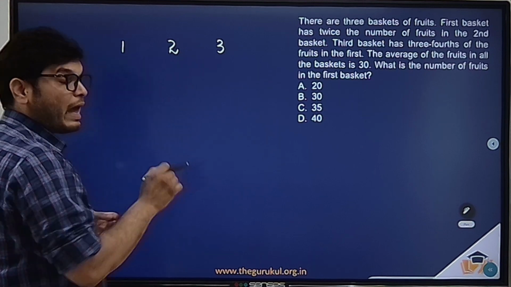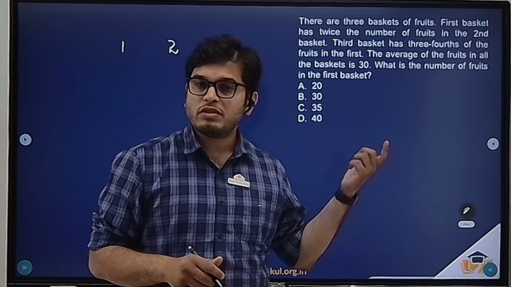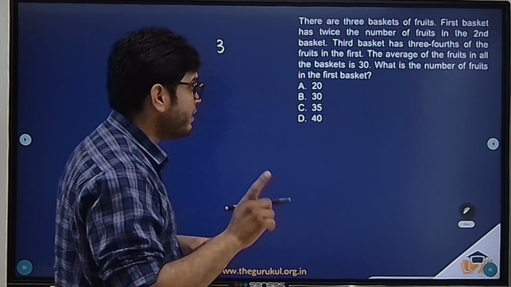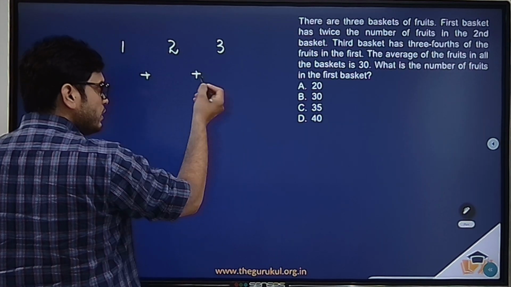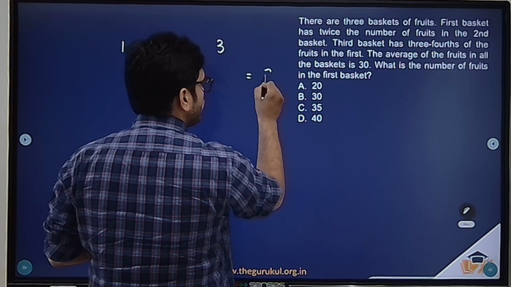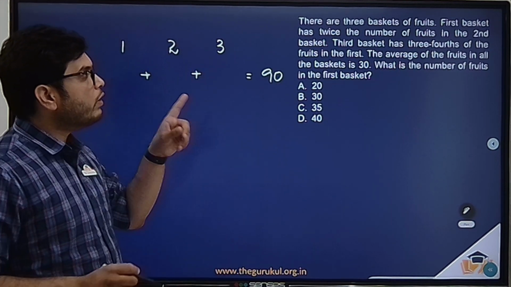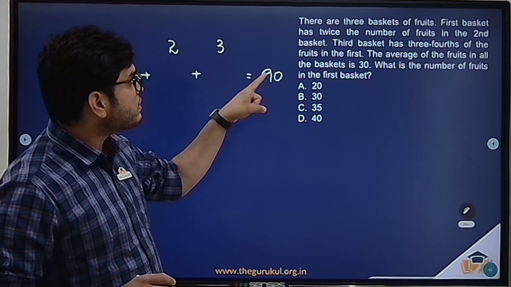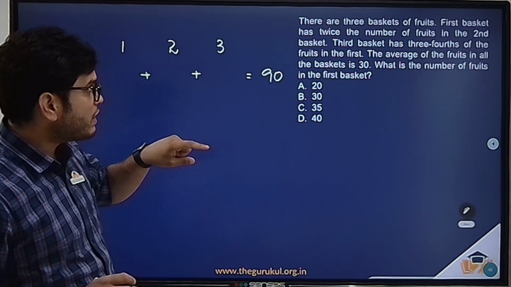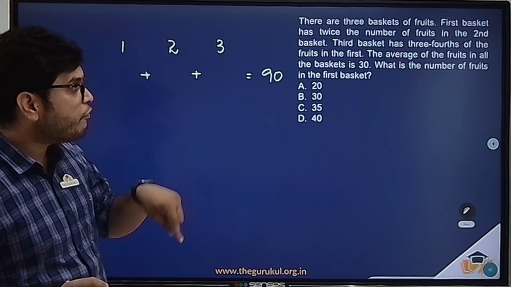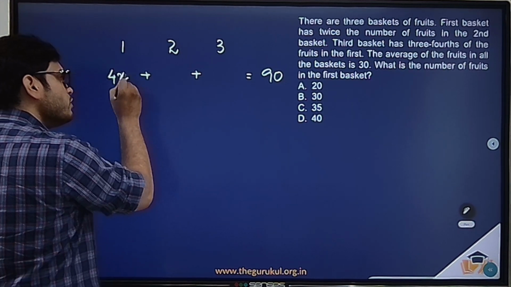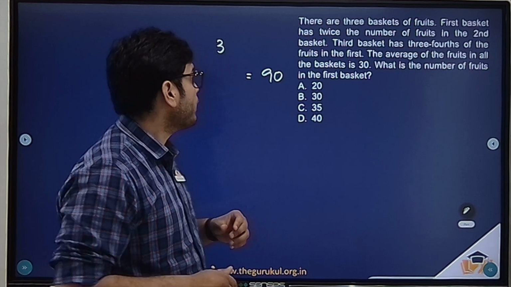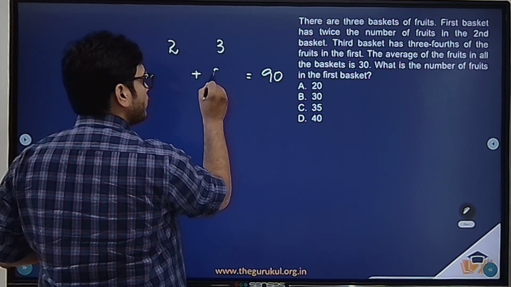So given that the average of the number of fruits in these three baskets combined is 30, the sum of the total number of fruits in these three baskets together should be 90. Now the first basket has twice the number of fruits in the second basket. Third basket has 3/4 of the fruits in the first basket. So let me consider the fruits in the first basket to be 4x. Right. So 3/4 of that.